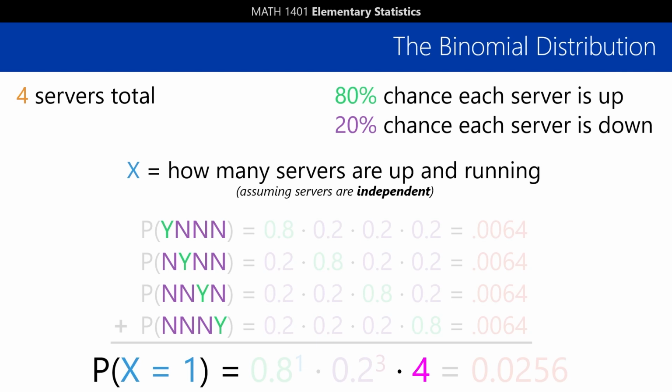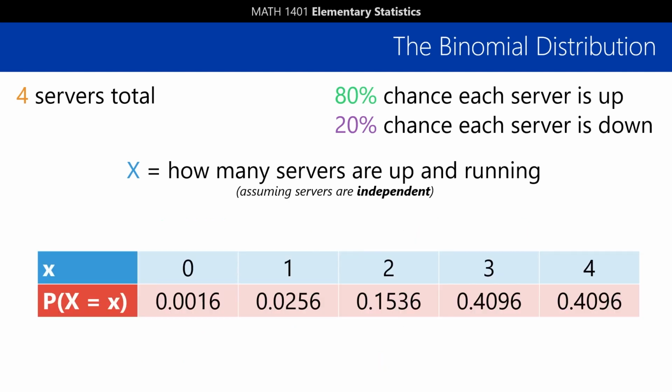If we keep going with this idea, we end up with the entire probability distribution for x, telling us exactly the probability that any number of servers is up and running at any given time. Try to work out these numbers for x equals 2 and x equals 3 on your own, by the way. The idea is largely the same as what we just did. This type of scenario is so common that it has its own name. It's called a binomial distribution.